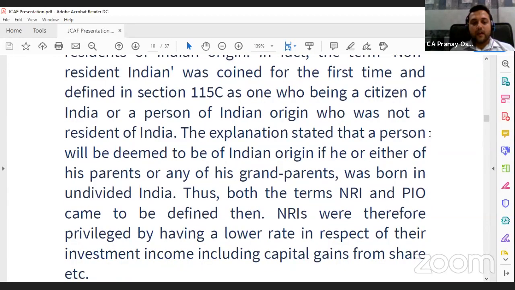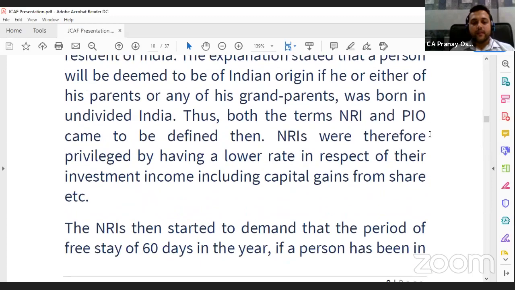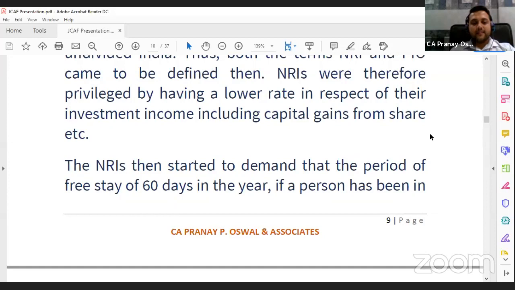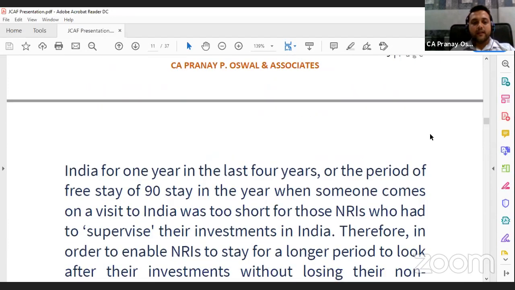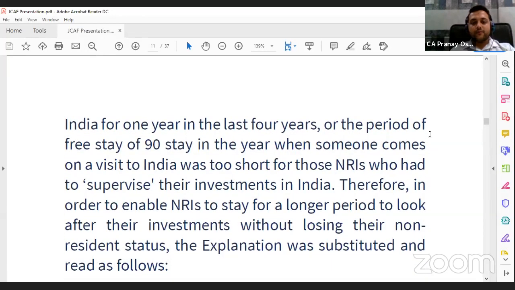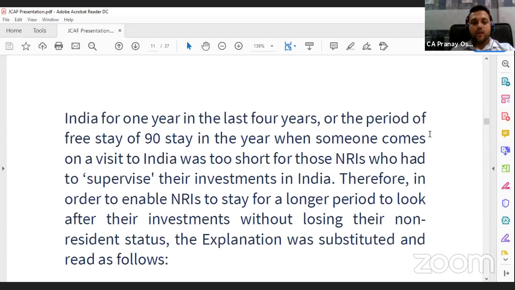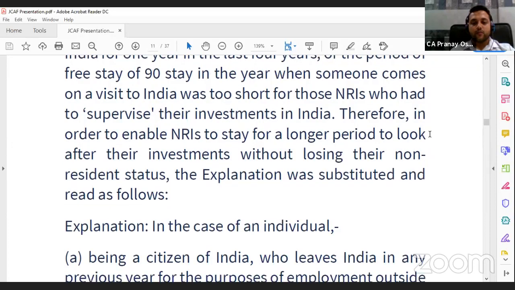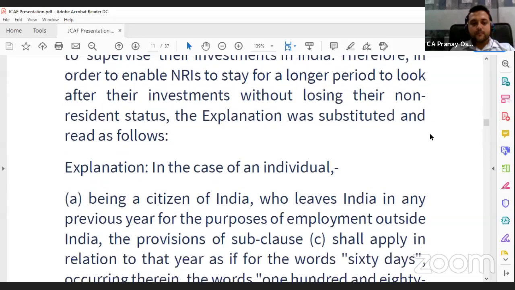NRIs were therefore privileged by having a lower rate in respect of their investment income, including capital gains from shares, etc. The NRIs then started to demand that the period of free stay of 60 days in that year, if a person has been in India for 1 year in the last 4 years, or the period of free stay of 90 days in the year when someone comes on a visit to India, was too short for those NRIs who had to supervise their investments in India. Therefore, in order to enable NRIs to stay for a longer period to look after their investment without losing their non-residential status, the explanation was substituted and read as follows.